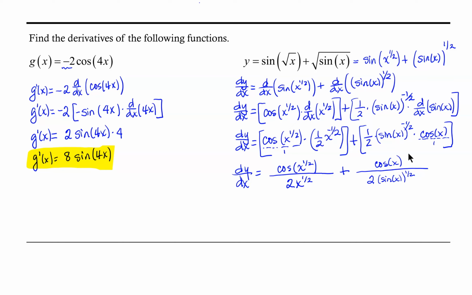If you wish, though, you could take those 1/2 powers and rewrite them in square root form. So you could also write this as cosine of square root of x over 2 times the square root of x plus cosine of x over 2 times the square root of sine of x. Either one of those should be perfectly fine.